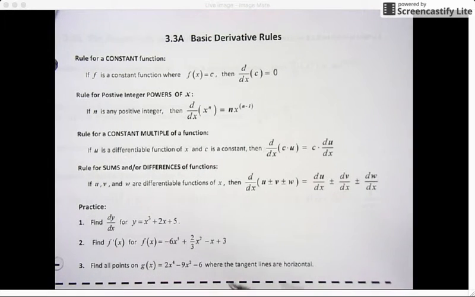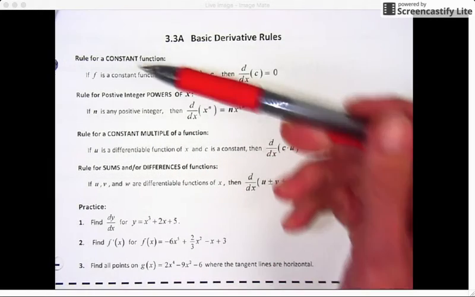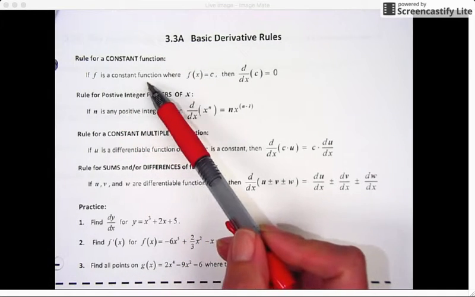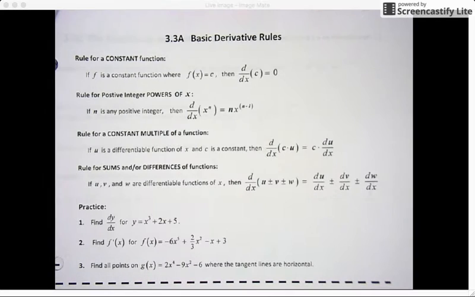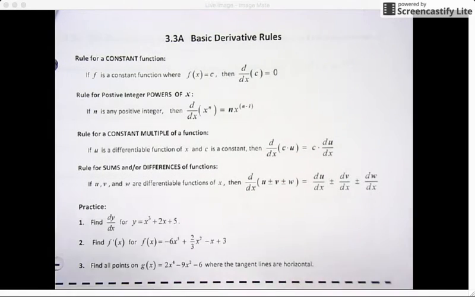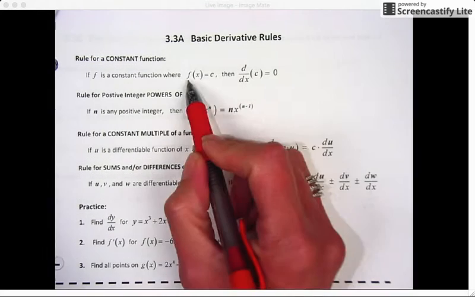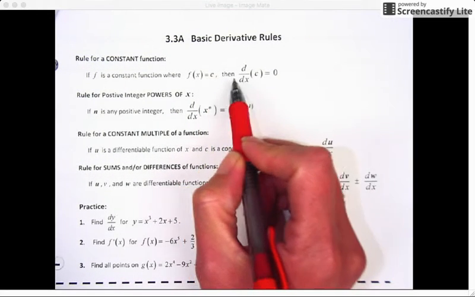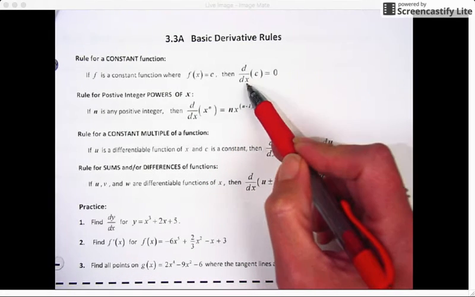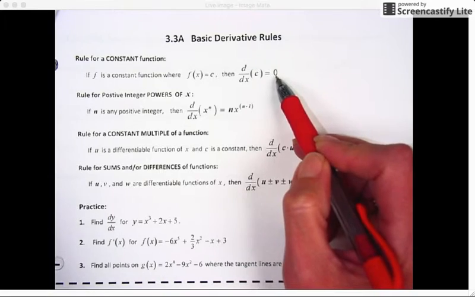All right, so the first one here is called the rule for a constant function. It says if the function f is a constant, such as y equals 4, or any number where it's a horizontal line, and think about it, what is the slope of a horizontal line? Well, the slope of a horizontal line is just 0. So this is saying if f of x equals c, where c is a constant, then this notation is saying if you take the derivative of that constant with respect to x, then that derivative is 0.